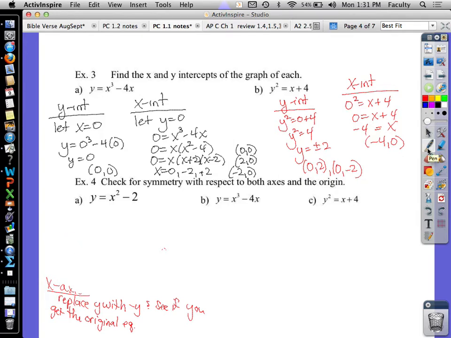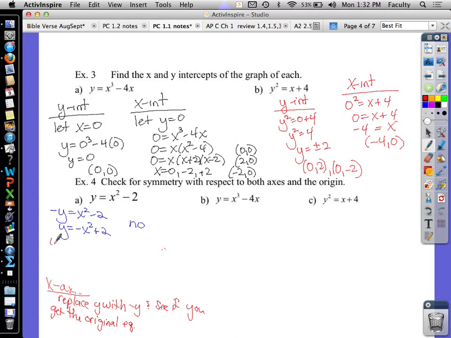All right, so I'm going to replace y with negative y. Now, the thing is, the original equation was solved for y, so we need to multiply both sides by negative 1. And that does not look like the original equation, so it's no. And that should make sense. If you look at the graph in example 2, if I tried to fold the graph on the x-axis, it doesn't map back onto itself. So it certainly does not have that.